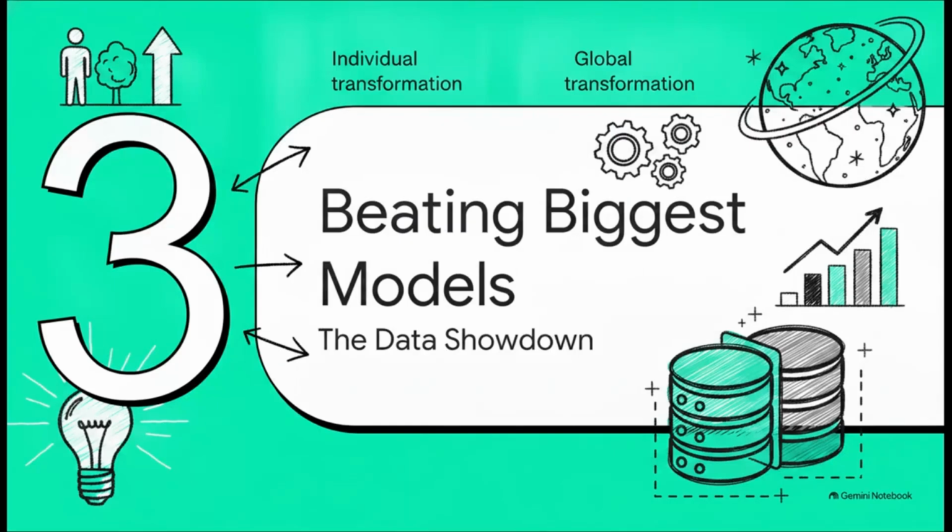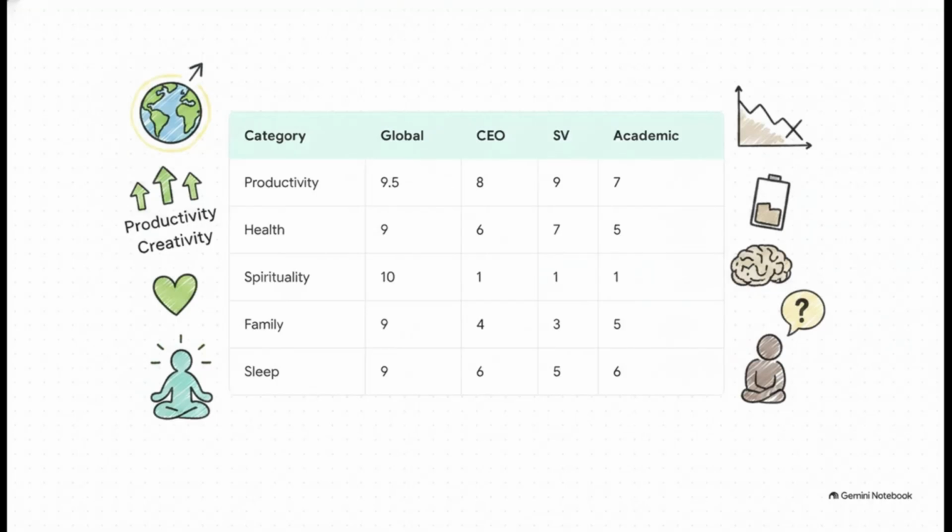Next up, part 3, beating the biggest models, the data showdown. So how does this theoretically stack up against the world's most famous high-intensity routines? Well, when the author compares the Global Life Plan against the classic CEO plan, the Silicon Valley plan, and an academic research plan, the results are pretty striking. The author claims the global plan outperforms them all across almost every single metric. We're talking productivity, creativity, and especially health and spirituality. Those areas where intense corporate models usually just fall totally flat.